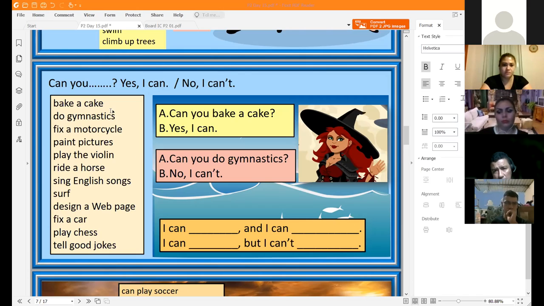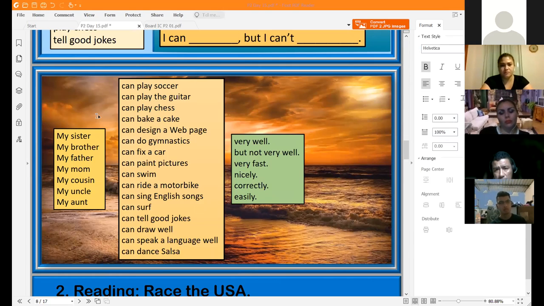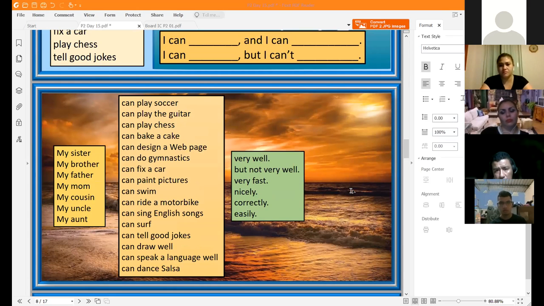Let's see, we have bake a cake. Do gymnastics, fix a motorcycle, paint pictures, play the violin, ride a horse, sing English songs, surf, design a web page, fix a car, play chess, tell good jokes. Okay, very good, nice. Let's continue. Now we're going to mix family and ability. Tell me what the members of your family can do. You can say, my sister can design a web page easily. My brother can do gymnastics very well. My father can fix a car very fast. My mom can swim nicely, etc.